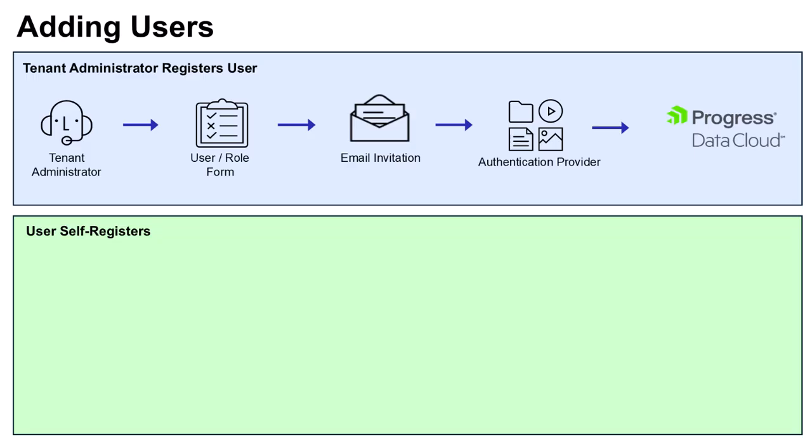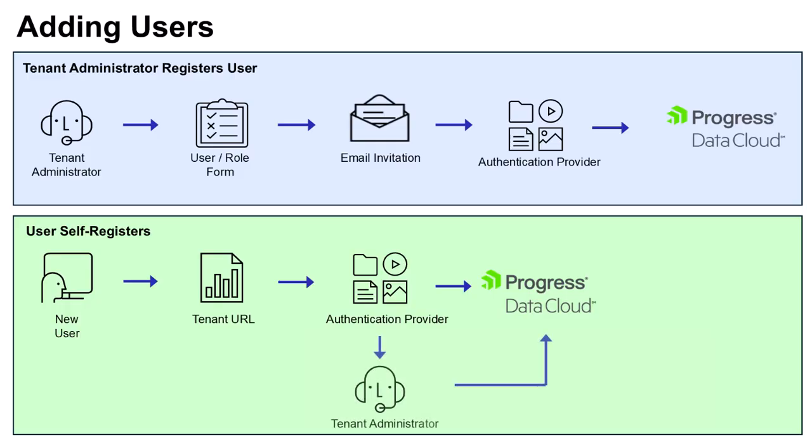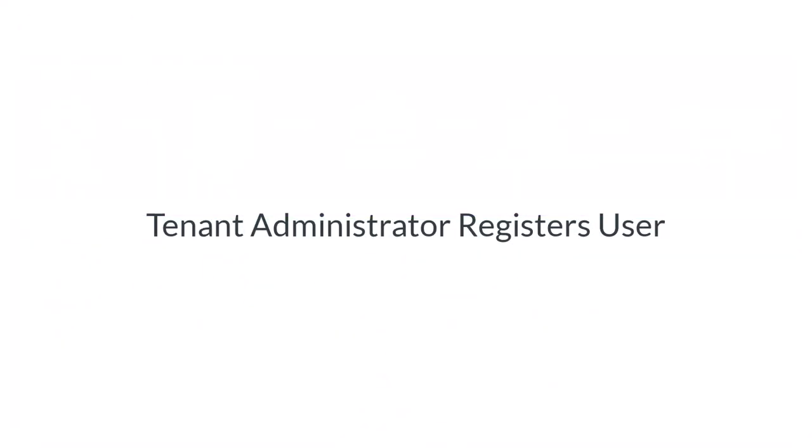For self-registration, a user browses to the URL of the tenant, selects an authentication provider, and authenticates. An email is then sent to the administrator alerting them that a user has registered. If the tenant administrator has configured default roles, the user is logged into PDC. If default roles are not configured, the administrator must configure roles for the user before they can log in. Now, I'll demonstrate these two methods for adding a user. Later, I'll discuss creating service accounts. First, I'll demonstrate how a tenant administrator registers a user.